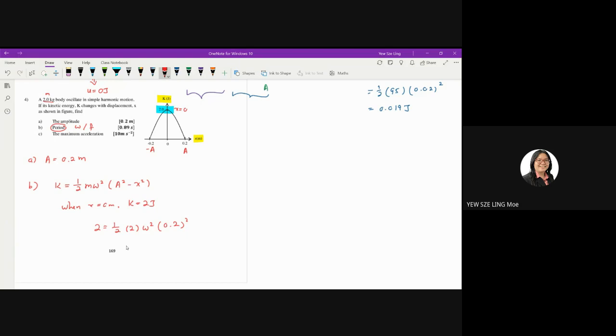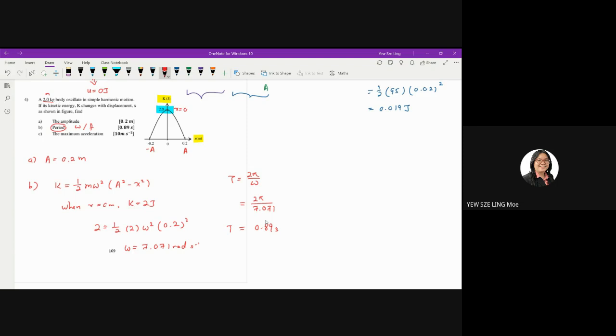Rearranging the equation, I will get omega equals 7.071 radian per second. Then by using the equation T equals 2 pi over omega, that is 2 pi over 7.071. Therefore, T is equal to 0.89 second.